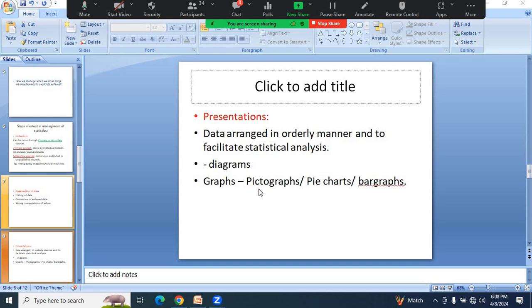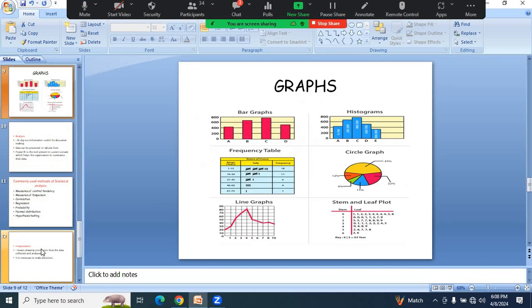So you gave very good examples: pictographs, pie charts, bar graphs, histograms. There are so many, line graphs or ogives are there. We studied ogives also in grade 10. In plus 2 also we studied so many. So it's all in statistics, how we present the data. These are the examples you can see on the screen: bar graphs, histograms, frequency table.